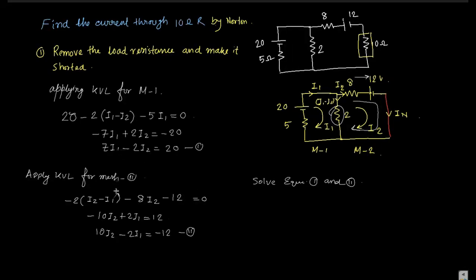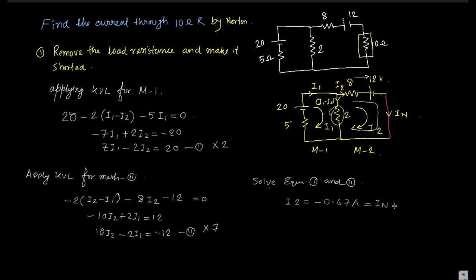So to eliminate 7 I1, multiply with 2 and multiply with 7, right? So 14... What did you get for I2? Minus 0.666, 0.67. Yes, I2 is equal to minus 0.67 ampere, that is nothing but IN. So I have got IN.